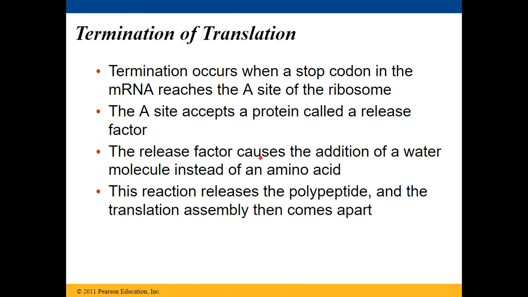Termination occurs when a stop codon in messenger RNA reaches the A site of the ribosome. The A site accepts a protein called a release factor. The factor causes the addition of a water molecule instead of an amino acid, and this reaction will release the polypeptide from the translation process, and then it can be transferred to the part of the cell where it is needed.